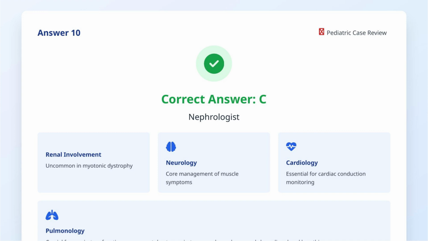Nephrologist. Renal involvement is uncommon in myotonic dystrophy. In contrast, neurologic care is essential for managing muscle symptoms. Cardiac evaluation is critical due to the high risk of conduction abnormalities, and pulmonary assessment is necessary because of the risk of respiratory muscle weakness and sleep-disordered breathing. Multidisciplinary care improves outcomes in this complex disorder.